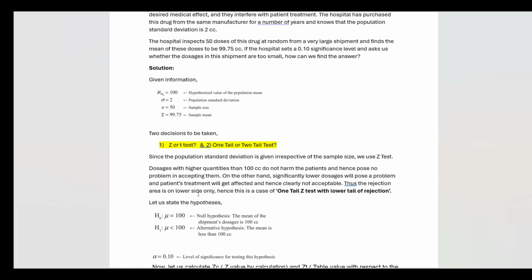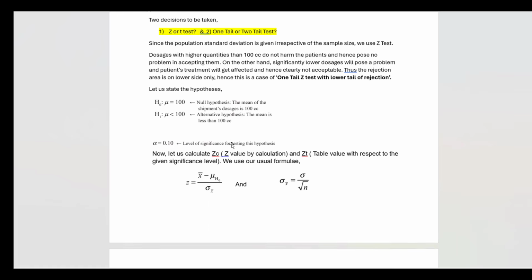If the hospital sets a 0.1 significance level and asks us whether the dosages in this shipment are too small, how can we find the answer? So clearly the given information is here. Hypothesized mean is 100, standard deviation of population is 2, sample size is 50, x bar is 99.75. Again we have to take these two decisions, two questions: Z test or T test, one tail or two tail.